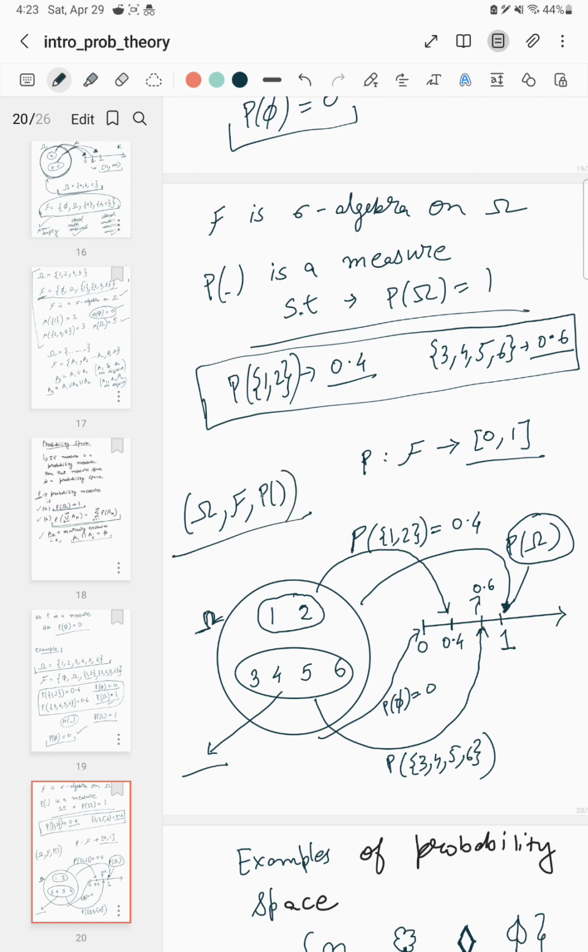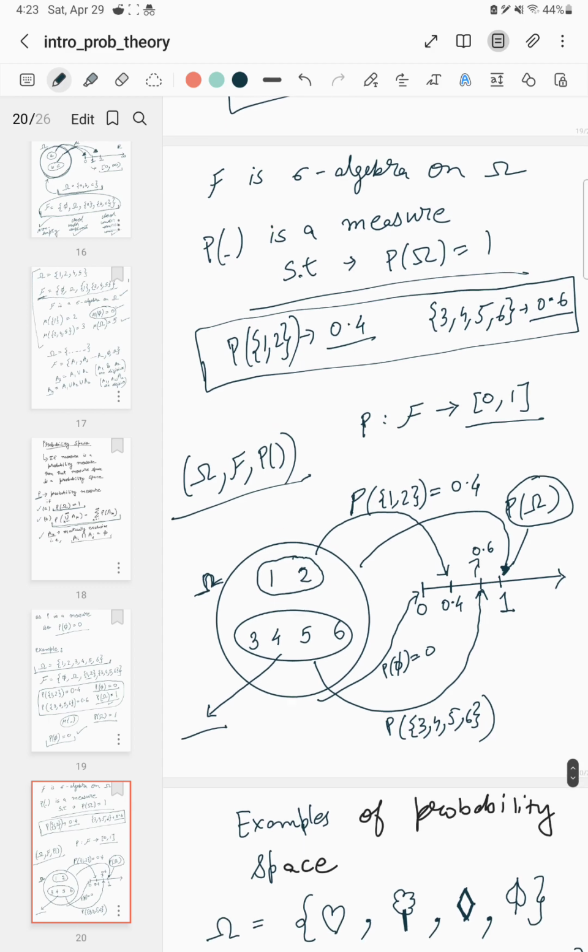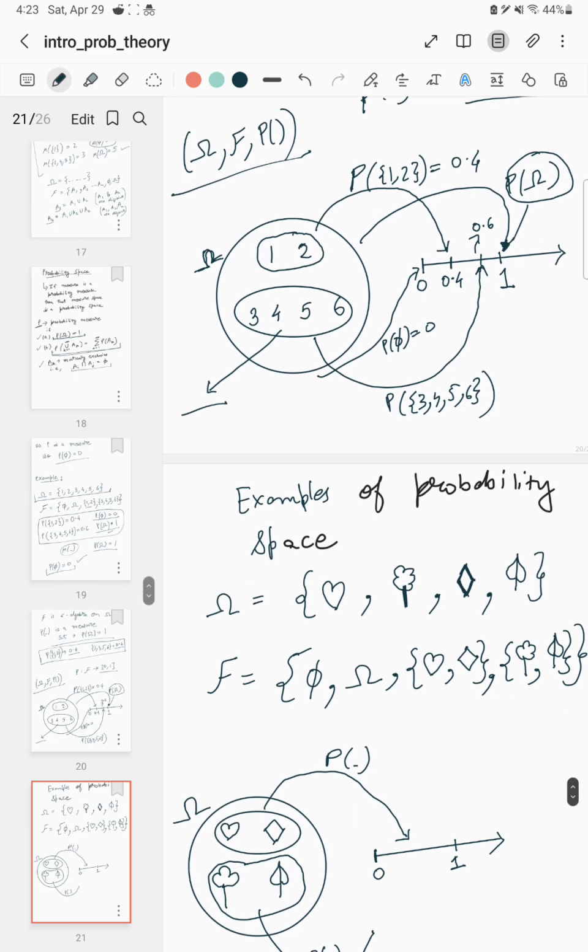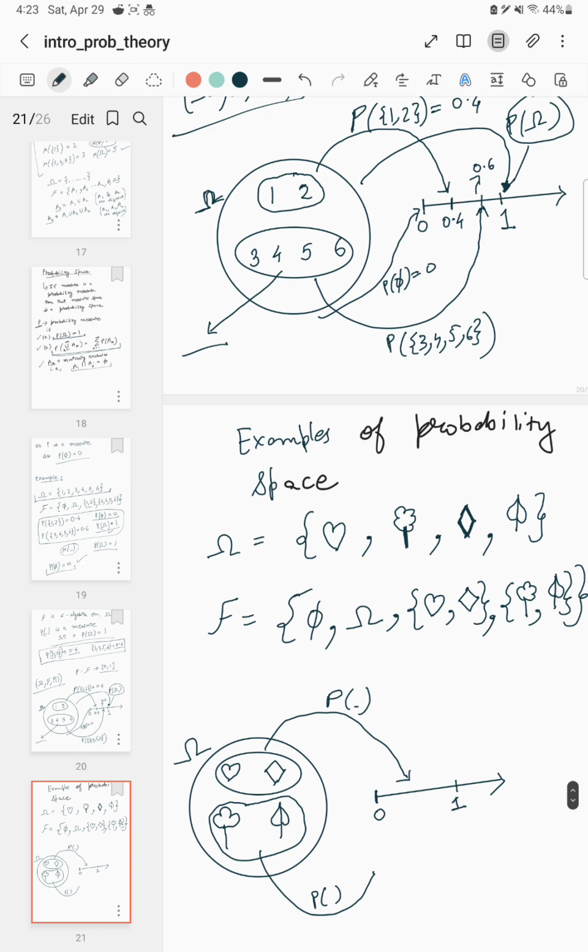Omega, F and P, where F is a sigma algebra on omega. Okay, now let's take one more example. Let's say I have 4 cards and each card has a design present on it. So we have hearts, spades, diamonds, and clubs. Obviously we'll draw one of the cards from these 4 cards and the probability is equal. So let's define a probability space for such an example.